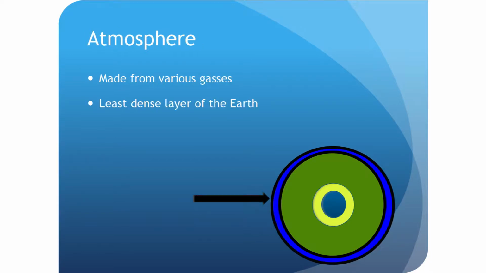The atmosphere is our last layer. It's made of various gases. It is the least dense layer of the Earth. It is on the outside.